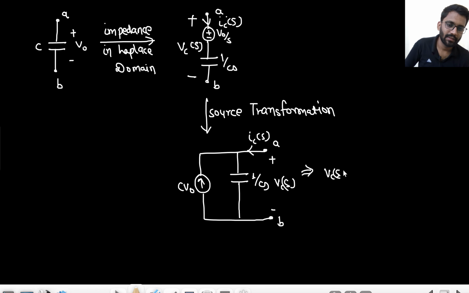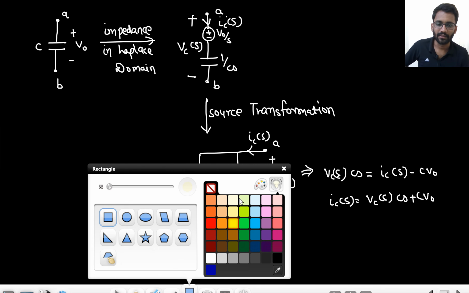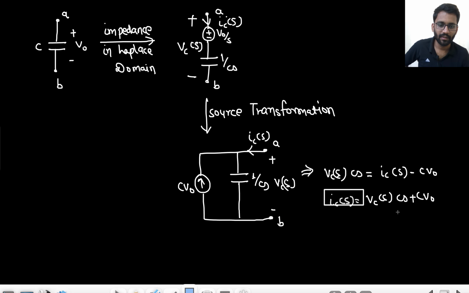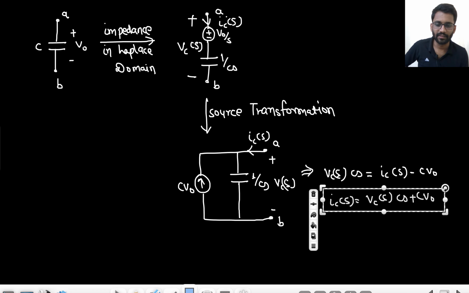VC(s) into CS is equal to IC(s) minus CV naught, just applying simple KCL and KVL. So IC(s) is equal to VC(s) CS plus CV naught. This is the final answer, the final expression. From here as well you can see the expression.